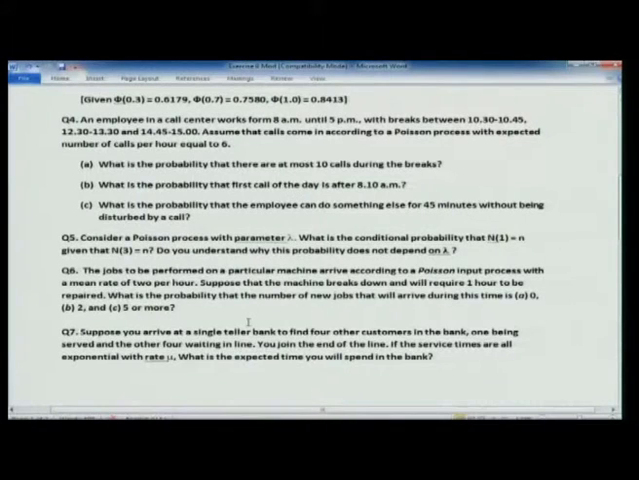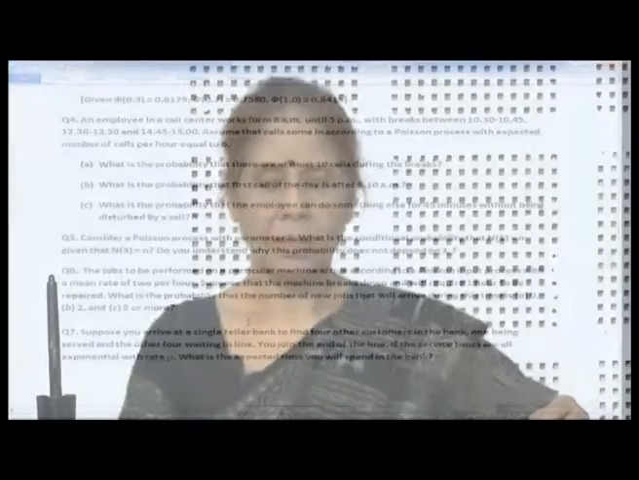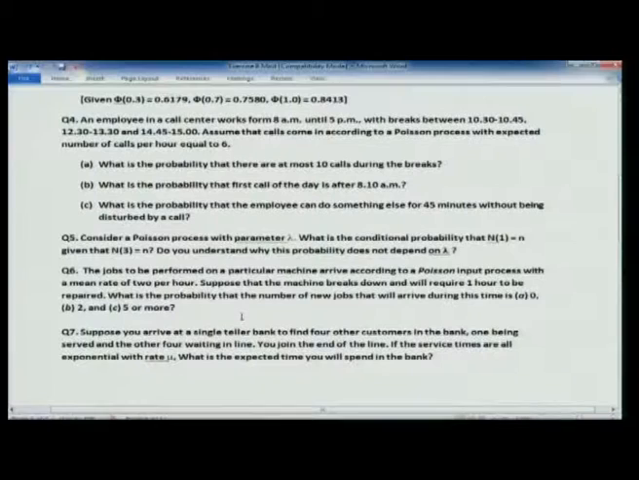What is the probability that the first call of the day is after 8:10 a.m.? That means for 10 minutes you do not want any call, so 0 calls. Since your arrival rate is given per hour, you have to convert the 10 minutes to a fraction of an hour, which is 1 by 6. So, it will be e raised to minus lambda t, the probability that no call comes during the time 8 to 8:10 a.m. That is 1 by 6 into 6, so e raised to minus 1 will be the probability. Actually, my idea is not to really give you all the answers, but just to give you hints.